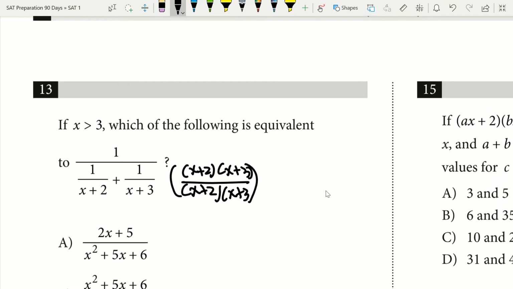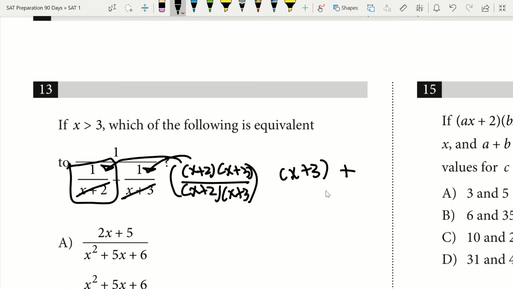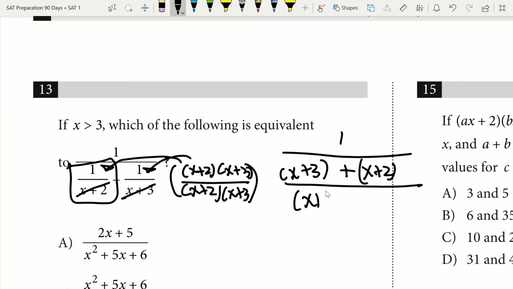When I do that, keep in mind we're distributing it here and to here. My x plus 2 for this term here is going to cancel up top with this x plus 2 right here. So that's going to leave me with an x plus 3 up top. Then I'm going to have that plus, my x plus 3 is going to cancel with this one here, so I'll have an x plus 2 up top. And that's all going to be over, keep in mind this 1 is still up here, it's all going to be over that (x plus 2)(x plus 3).